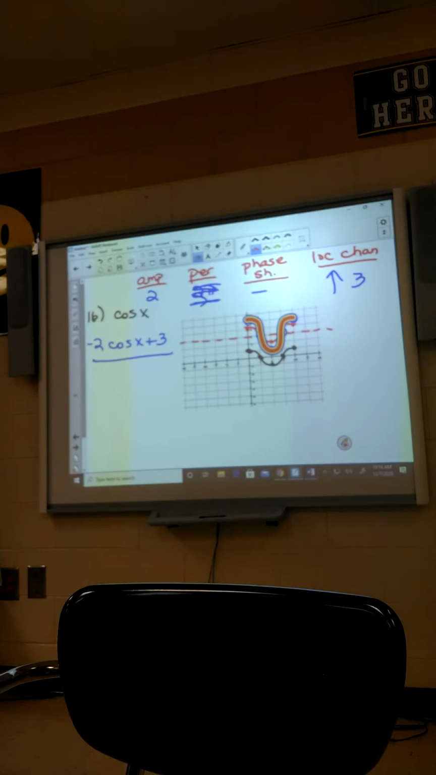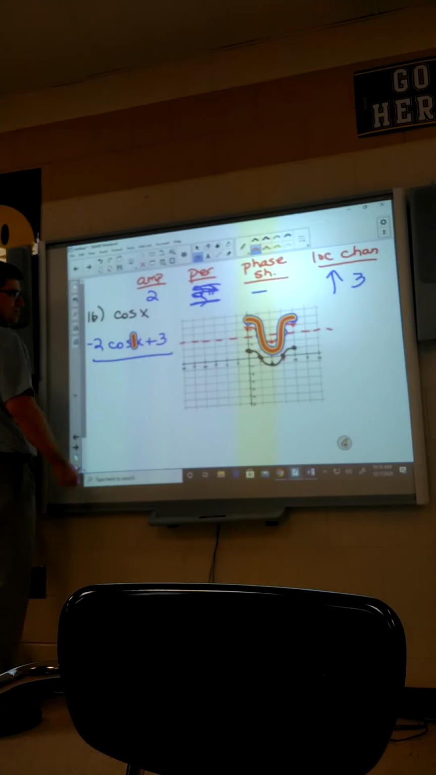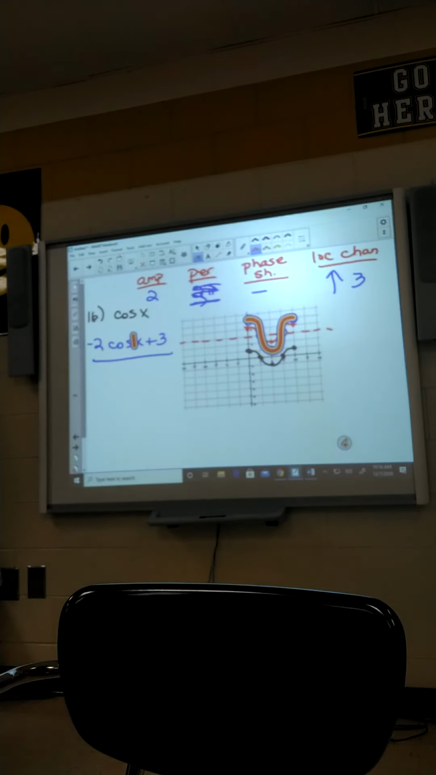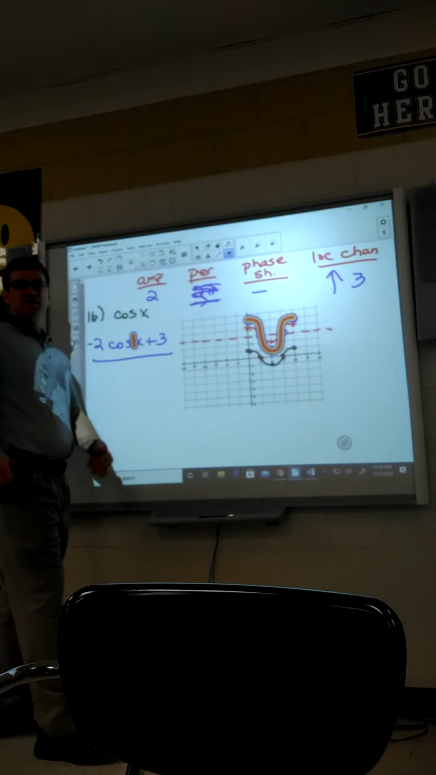How do you get this? Yes, sir. That's why I wrote my dotted line. How do you get the period? The formula is 2 pi over k, Gracie. K is the number in front of x, so I did 2 pi over 1, so it stayed 2 pi. You can use your formula sheet, Gracie, if you need to. All right, 16. We're good?